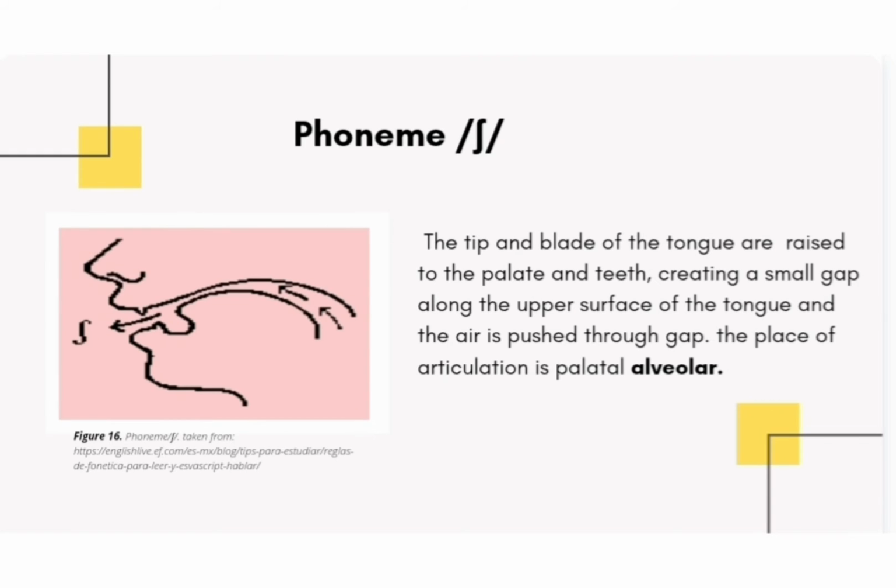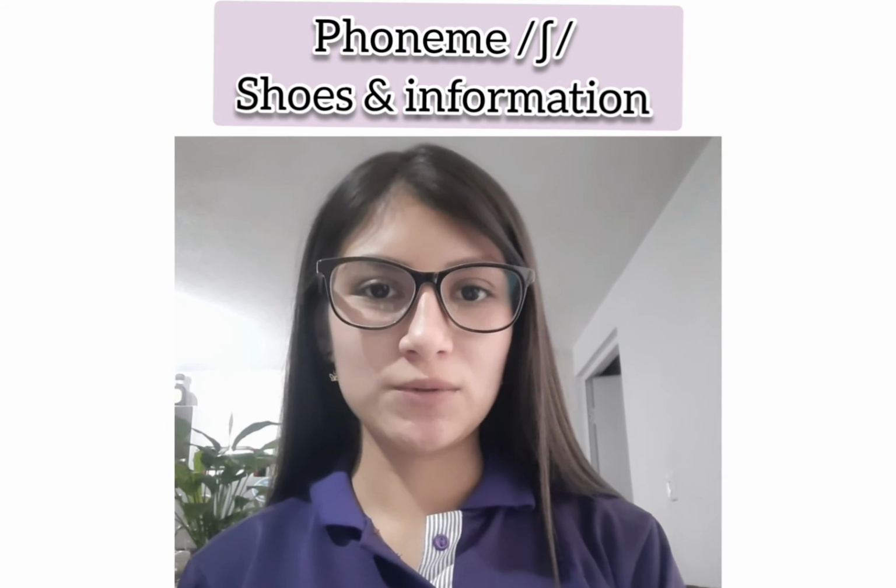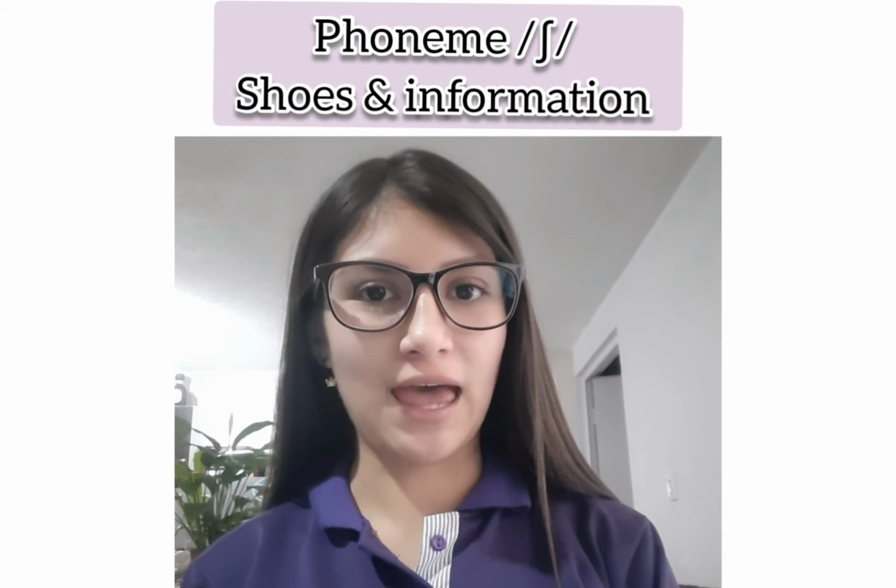The teeth and the blade of the tongue are raised to the palate and teeth, creating a small gap along the upper surface of the tongue, and the air is pushed through the gap. The place of articulation is palato-alveolar. This phoneme sounds like /ʃ/. For example: shoes and information.